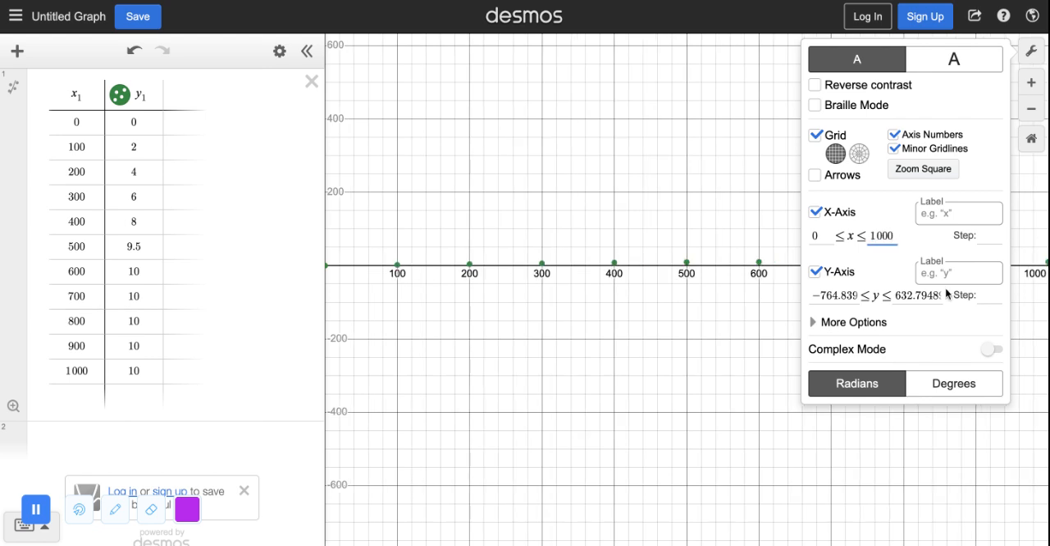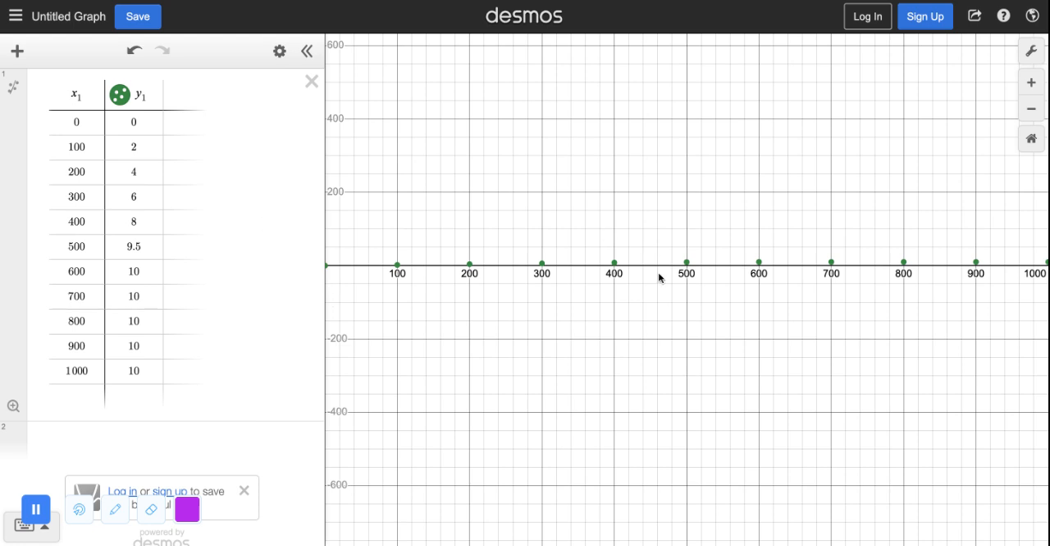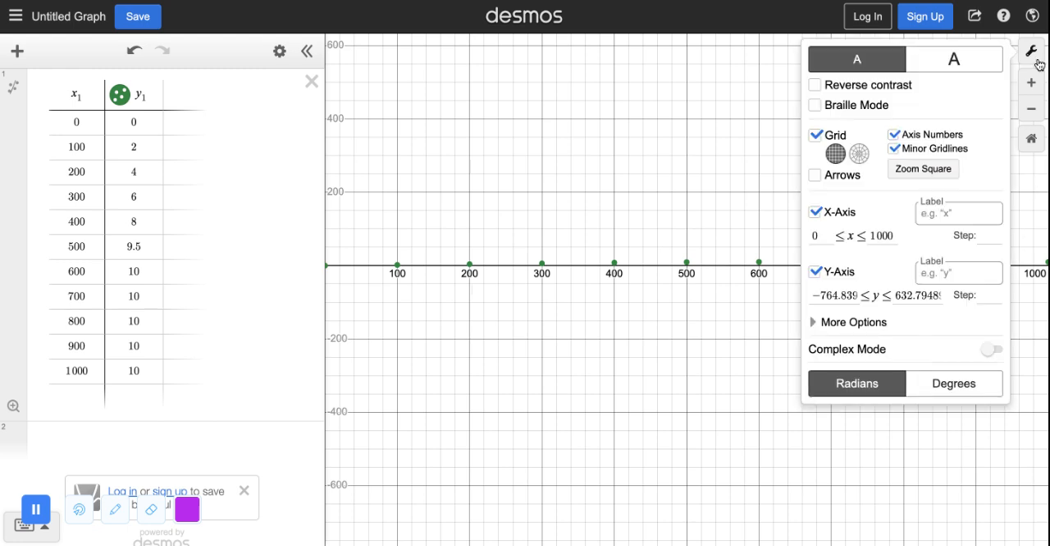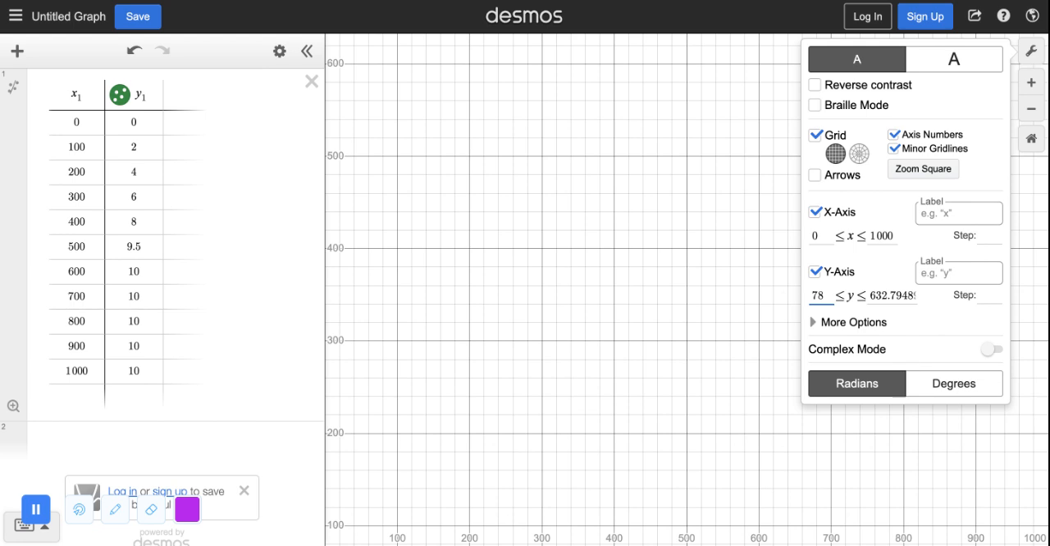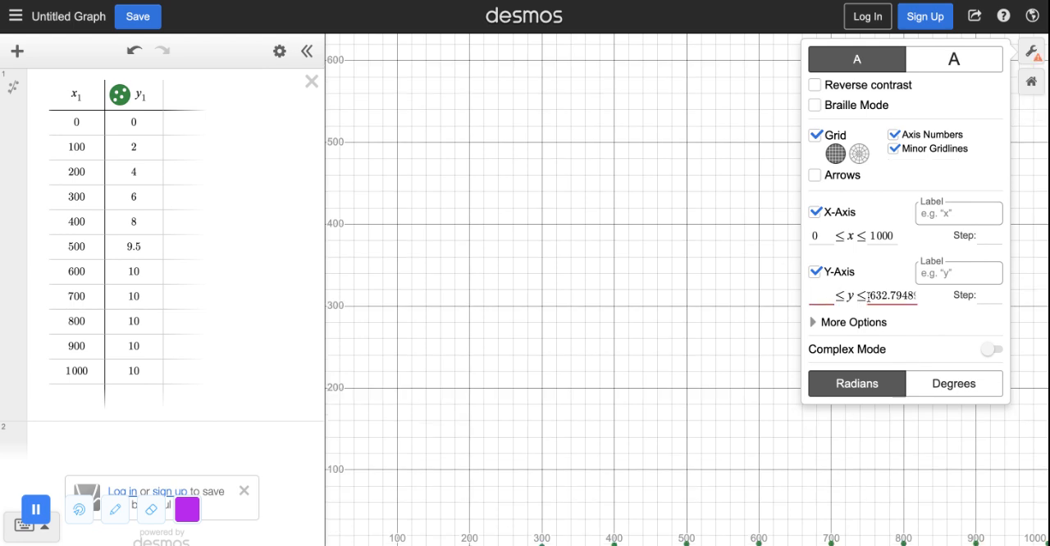Okay. Then we look at the y-axis. See, I've just clicked off of it. It's made it so I can see all the dots, but it's too high. So I click on there and I go, right, I'm starting on the y-axis from 0 and my biggest number is 10. So I'll go 0. My biggest number is 10.